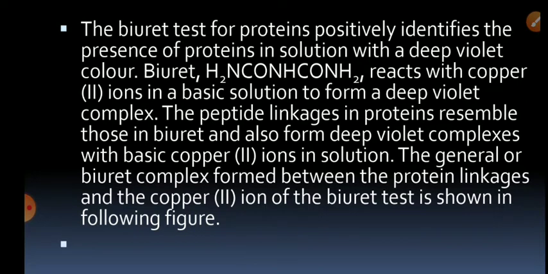The biuret compound reacts with copper sulfate under alkaline condition and forms a deep violet color. If protein is absent, the color will remain blue. But formation of deep violet color indicates that protein is present in the sample, because a compound called biuret is formed.